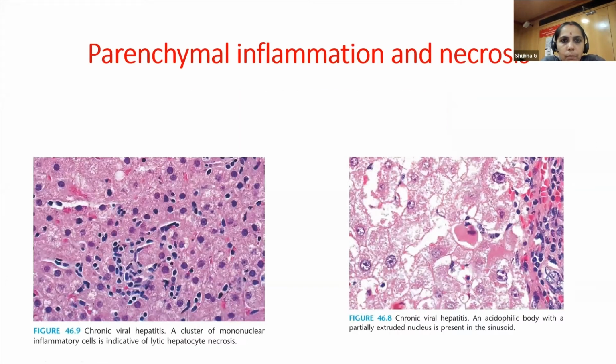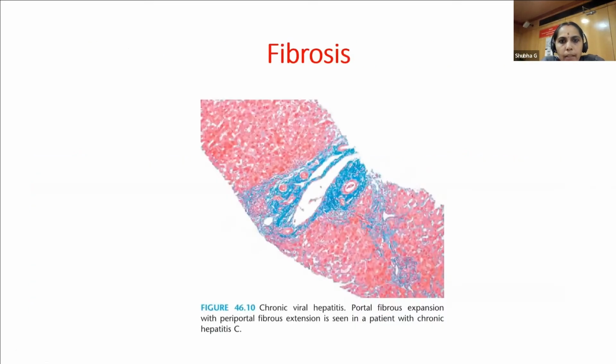The third thing we look for is parenchymal inflammation and necrosis. So in the left side picture, we see that the mononuclear cells are seen forming clusters within the hepatocytes, leading to lysis of the hepatocytes and necrosis. And on the right side, we can see the presence of an acidophil body because of hepatocyte necrosis. And lastly, fibrosis. This is a Masson's trichrome stain, which has caused portal fibrous expansion seen in a patient with chronic hepatitis C. Apart from fibrous expansion, there are few fibrous bands which are also being seen, portoportal bands.